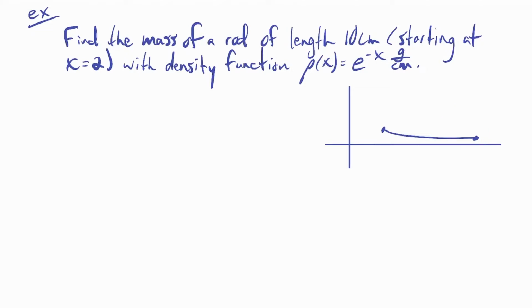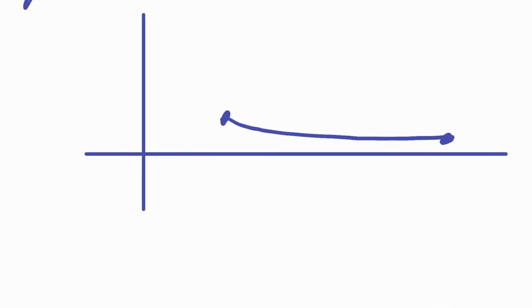So in order to find the mass, I'm going to integrate from 2 to 12. And notice I'm not saying 2 to 10. I'm starting at x equals 2, but the length is 10, so go from 2 to 12. The density function is e to the negative x dx. What I want you to think about on this graph is the slice I'm making, where this is x, the width is dx, and the density is rho of x.